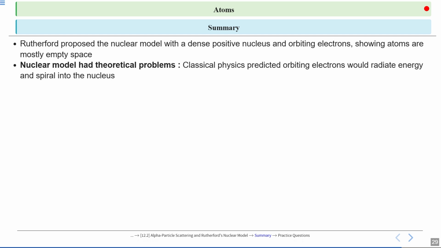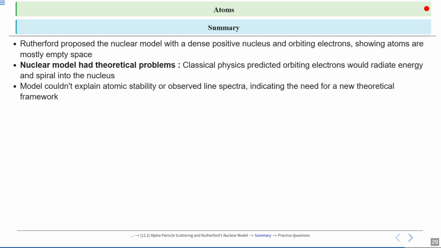According to classical physics, any charged particle moving in a circle, like an electron orbiting the nucleus, should give off energy as electromagnetic radiation. This means the electron would lose energy and spiral into the nucleus, causing the atom to collapse. But we know atoms are stable, so this prediction doesn't match reality.